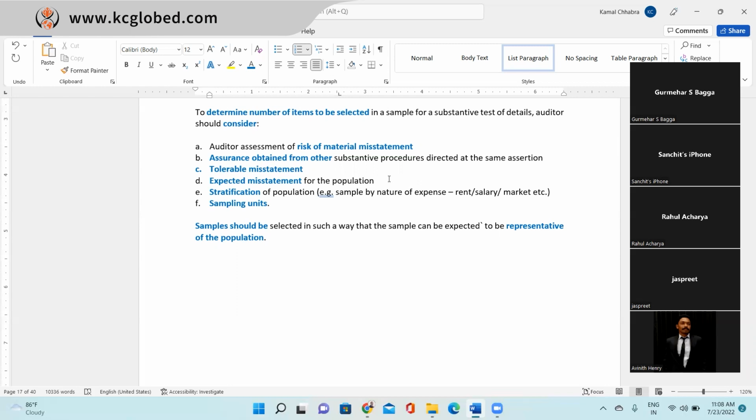So this is very important. Before selecting the sample from any population, it is mandatory for the auditor to assess the risk, which we have learned in chapter 3 earlier. Risk of material misstatement we discussed in detail, right? Hope you remember in chapter 3, RMM. Yes, sir. Right?